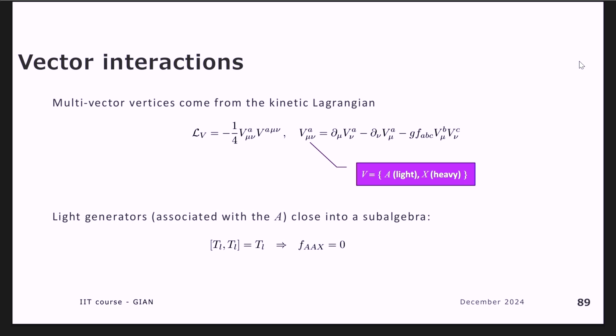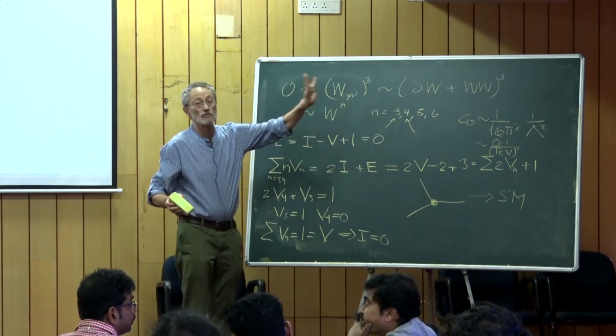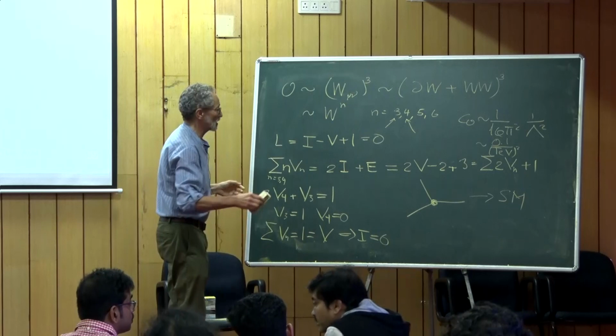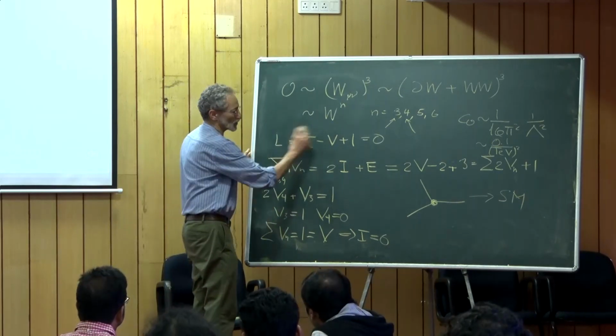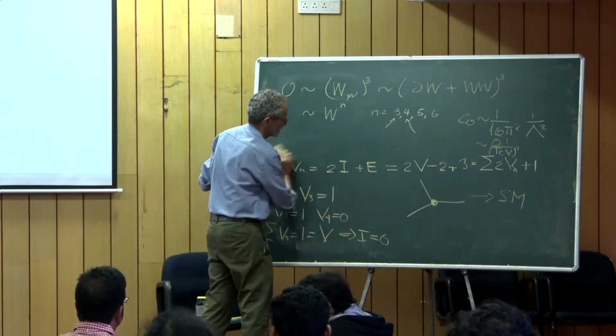Okay? At 4, there is one graph that can generate an object with 4 external lines. Okay, I'm going to erase this because I'm not going to use this.